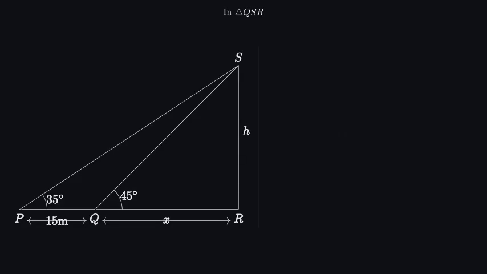To summarize, we let the distance from Q to the tower be X. The distance from P to the tower becomes 15 plus X, and the height of the tower is H. From triangle QSR, we found that H equals X. From triangle PSR, we wrote H equals (15 plus X) tan of 35 degrees. Solving gives X equals 35.03 meters, and because H equals X, the height is also about 35.03 meters. This is the final answer to the nearest meter.